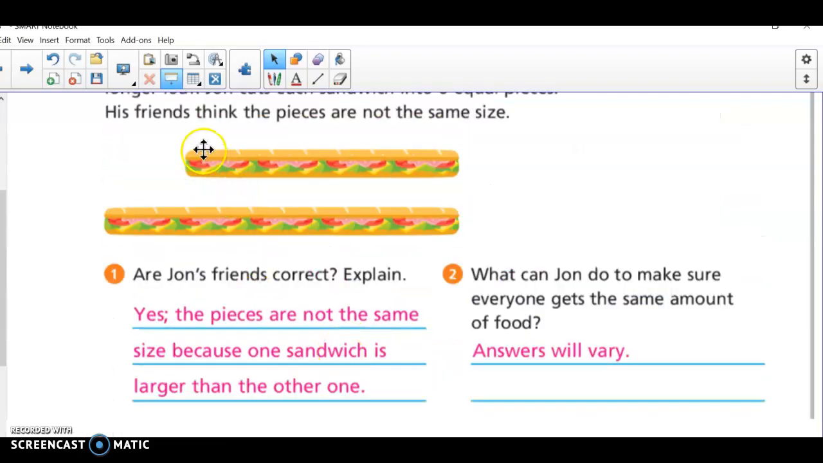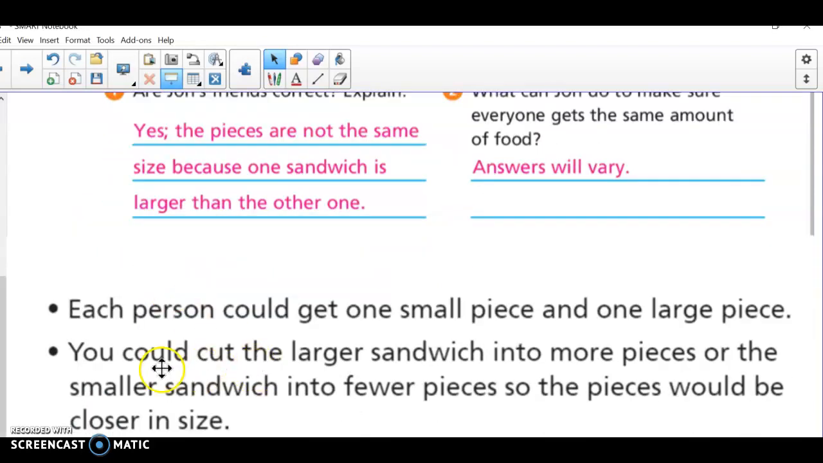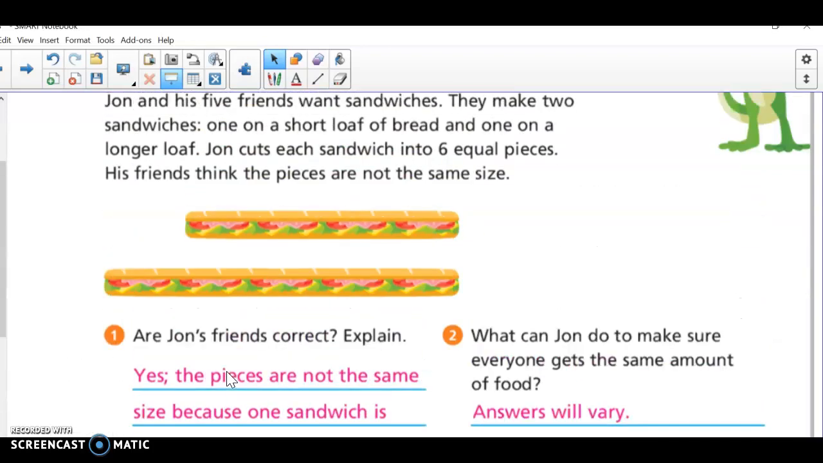And so if you had 6 pieces in the top and 6 pieces on the bottom, everybody just takes a small and a large. But the other thing you could do is you could cut the larger sandwich into more pieces or the smaller sandwich into fewer pieces, so the pieces would be closer in size. So for example, instead of cutting 6 pieces out of the big one and 6 out of this one, well, maybe you cut 6 out of the small one, but then you cut 8 out of the big one, and then the size of the pieces are going to be pretty close to equal.